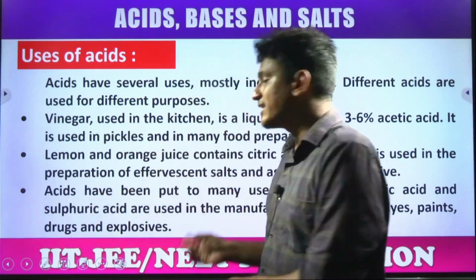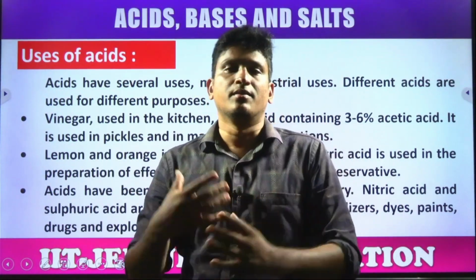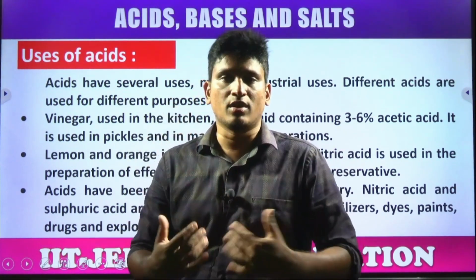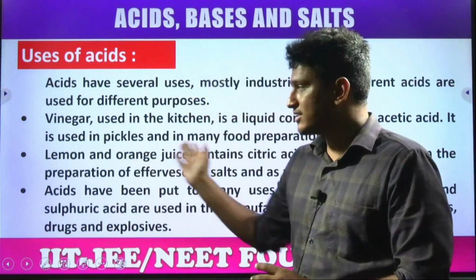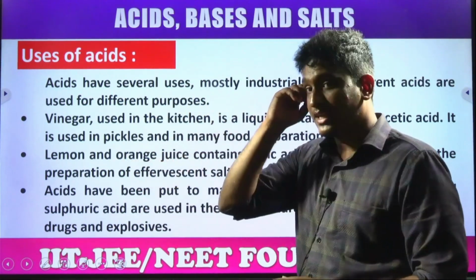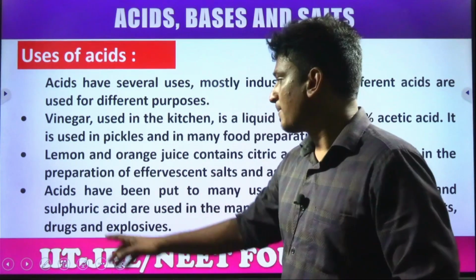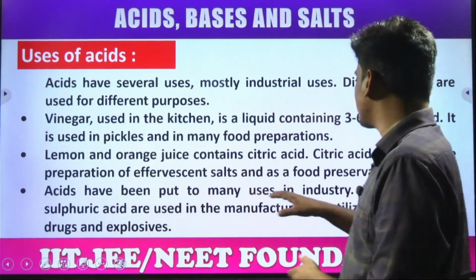So these effervescent salts are mainly used in the medicinal field, for example, to create some kind of tablets for gastric problems and all. So lemon and orange juice mainly contain citric acid, that is the use of citric acid, as well as food preservatives also. Acids have been put to many uses in industries.